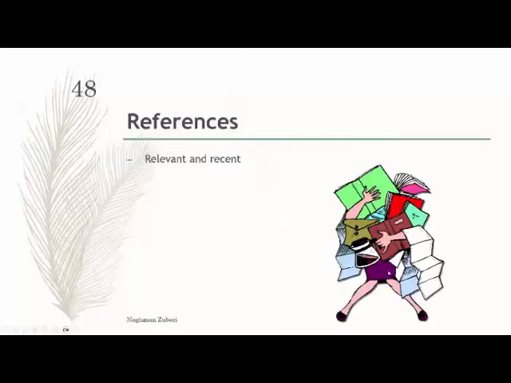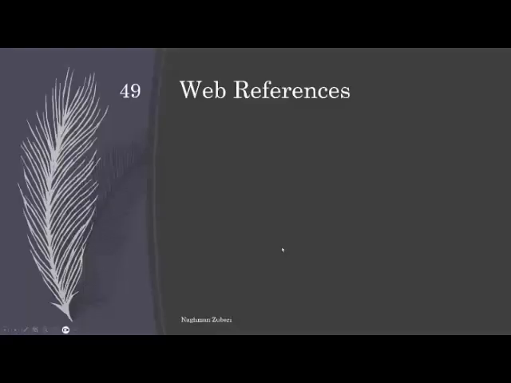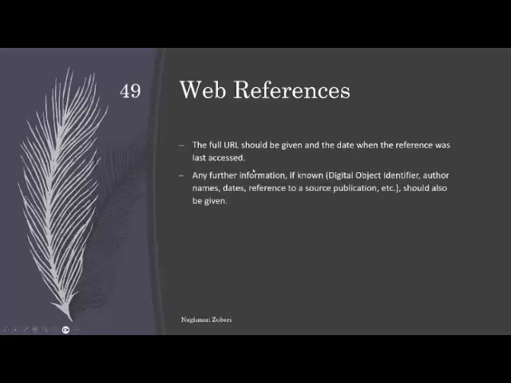Then the references. They should be relevant and recent. Be highly selective. Read the references. Don't just quote those. Do not misquote. Use the correct style for the journal while you are giving the references. Well, nowadays we are living in the era where web references are also present, so the full URL should be given and the date when the reference was last accessed.